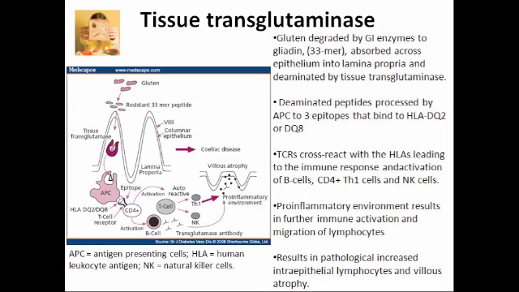The T-cell receptor in T-cells then cross-reacts with the HLA molecule, leading to the initiation of an autoreactive immune response with subsequent activation of B-cells, CD4 TH1 cells, and natural killer cells. The resulting pro-inflammatory environment results in further immune activation and migration of lymphocytes, and this results in the characteristic pathological finding of increased intraepithelial lymphocytes and villous atrophy.